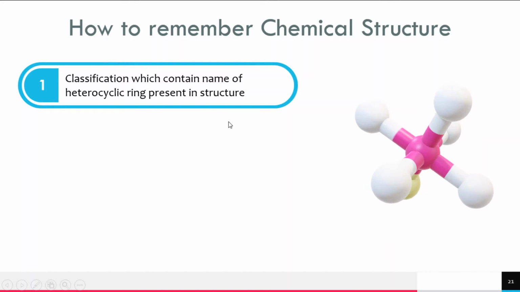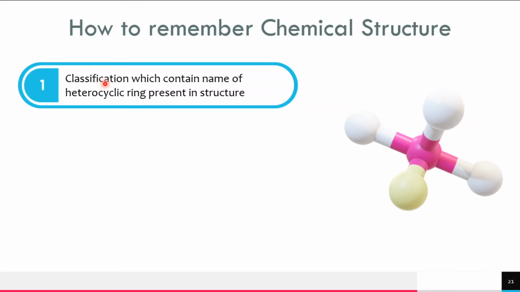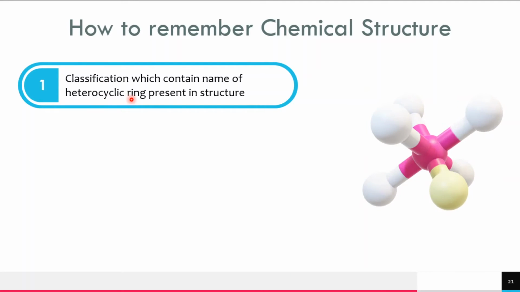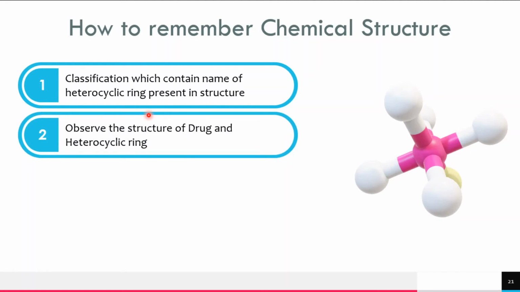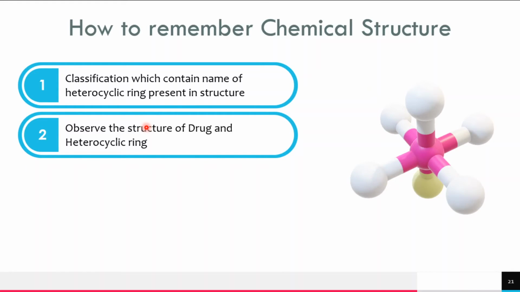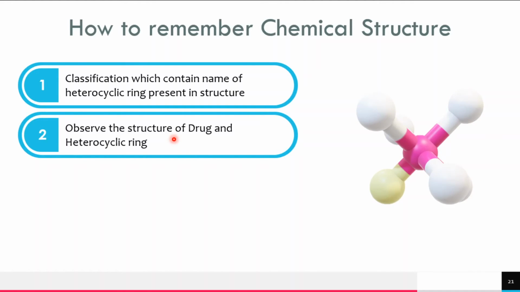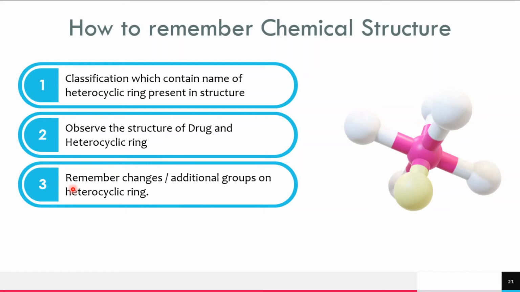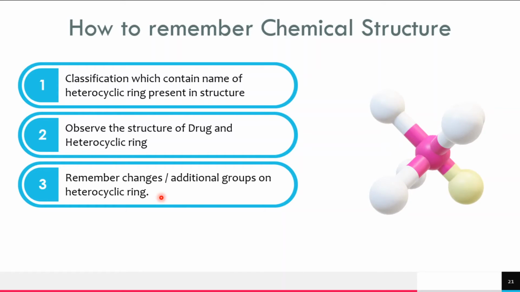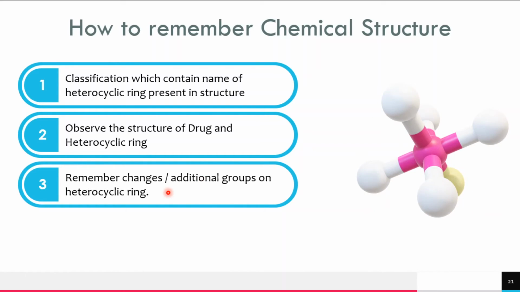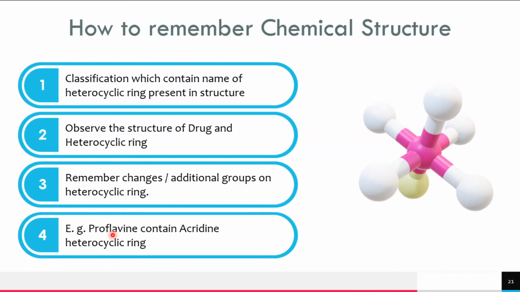So you just have to follow these steps to remember the structures. First, write down the classifications along with the name of the heterocyclic ring or some of the important functional groups present in the structure of the drug. Then draw the structure of the heterocyclic ring and the structure of the drug, and then observe the structures. Try to point out the changes or additional groups which are present on the heterocyclic ring and try to remember those changes. So you will be able to draw the structure of the drug. We have taken the example of proflavin, which contains acridine.